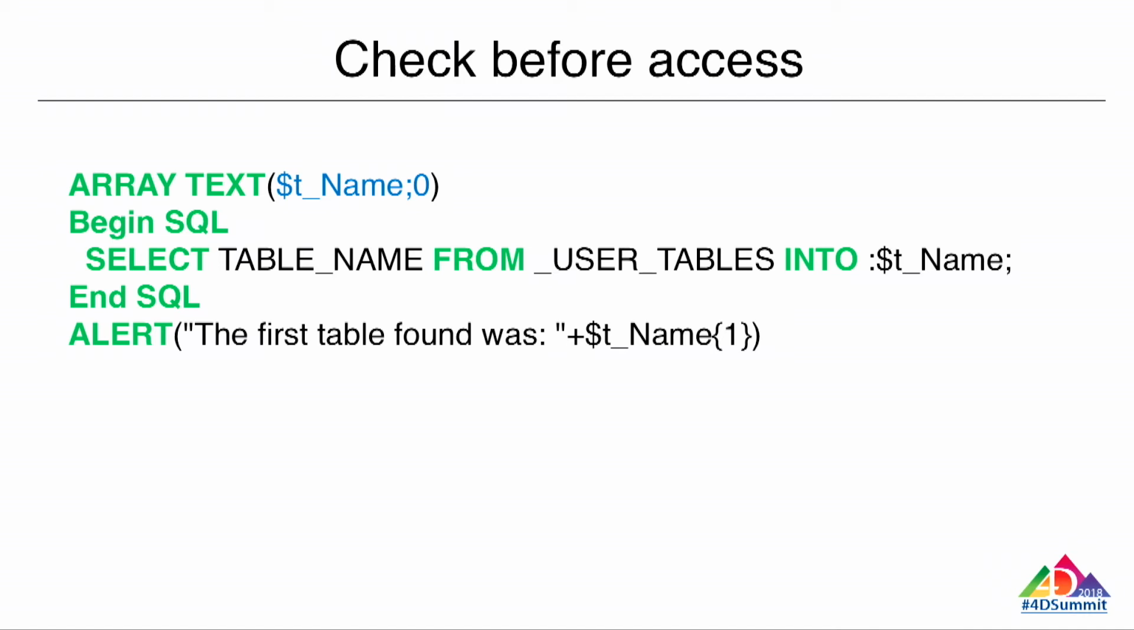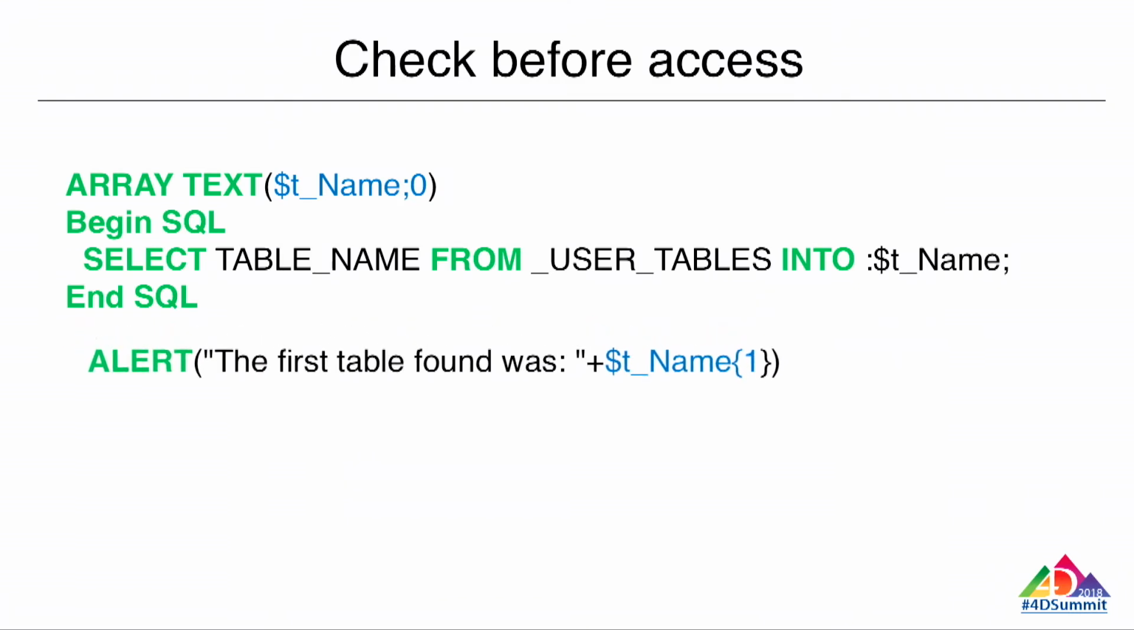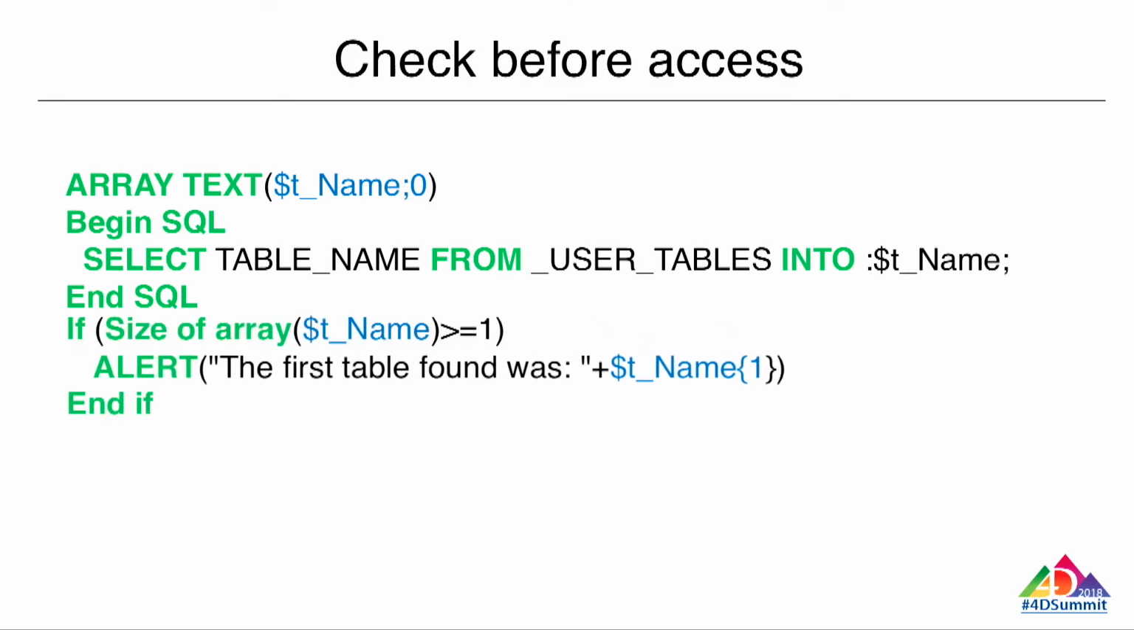We're using the SQL code to insert into this array, like the table names. Now let's say we had a blank database with no tables, and we try to run this code and access the first part of that array. Well, if there's nothing in that array, we're going to get an array out of bounds error. So the way to practice for that, and here's the example of the runtime error that could happen, is we can just check the size of the array.